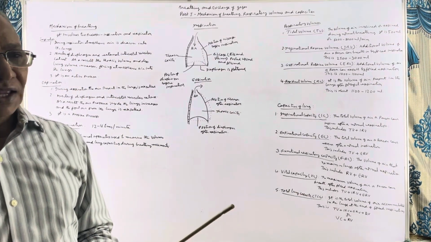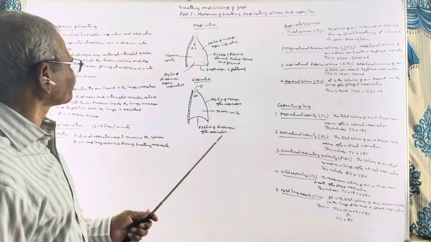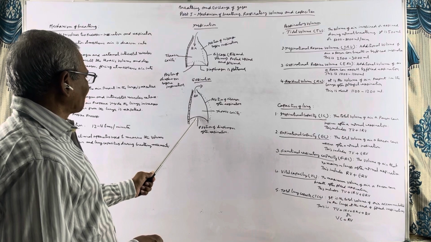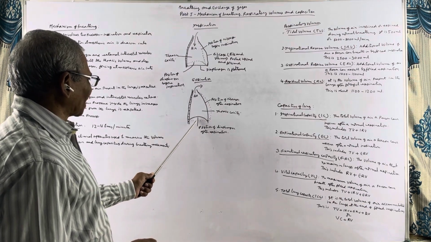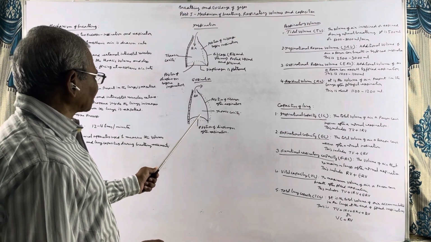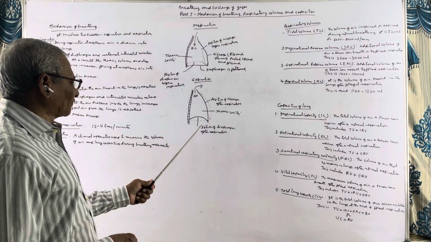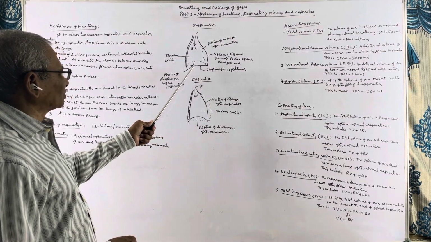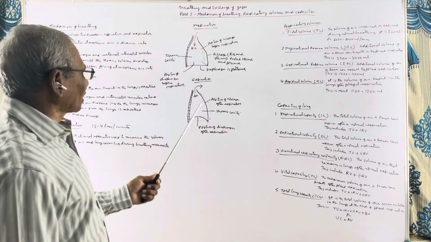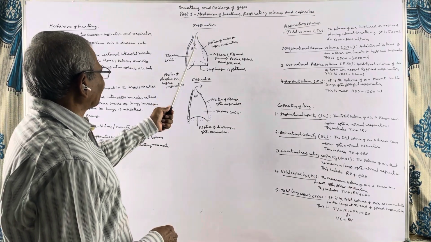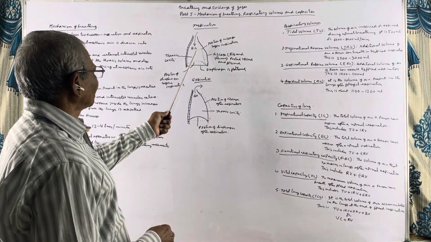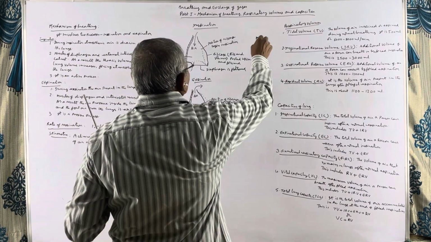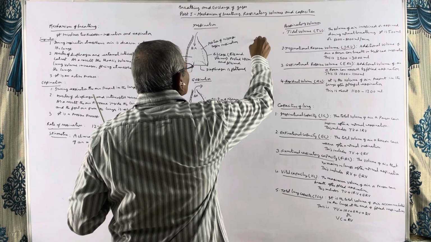Now, let us see how inspiration takes place. This is the initial dome shape of the diaphragm. When the muscles of the diaphragm contract, the diaphragm is flattened like this. When the diaphragm is flattened, what happens? The thoracic cavity increases in the antero-posterior direction, like this. It increases.